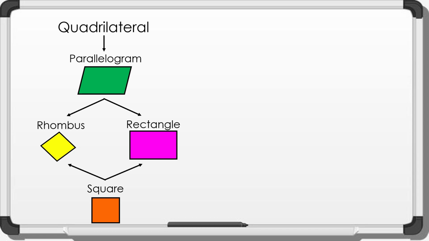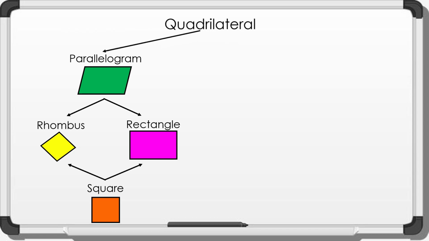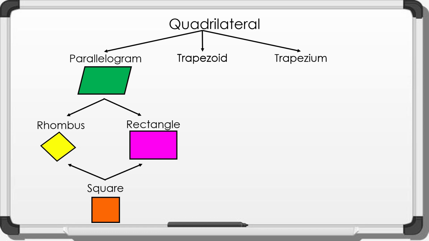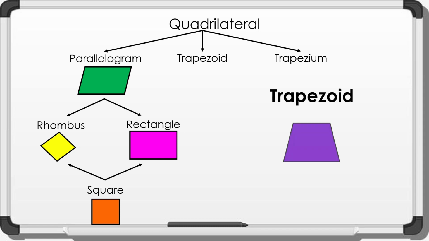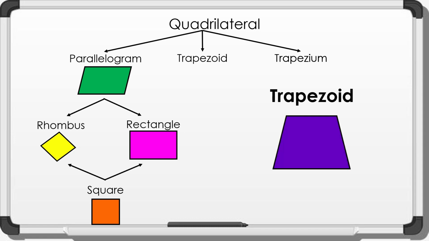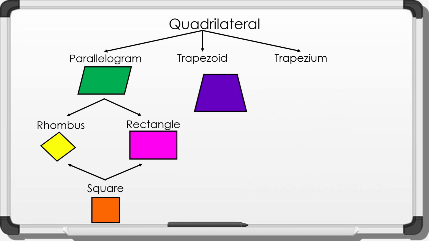Aside from parallelogram, there is also a polygon that has four sides, which is under the quadrilateral. And that is the trapezoid and the trapezium. Let's start with a trapezoid. A trapezoid looks like this. A trapezoid is a quadrilateral with exactly one pair of parallel sides. And that's it for our trapezoid.